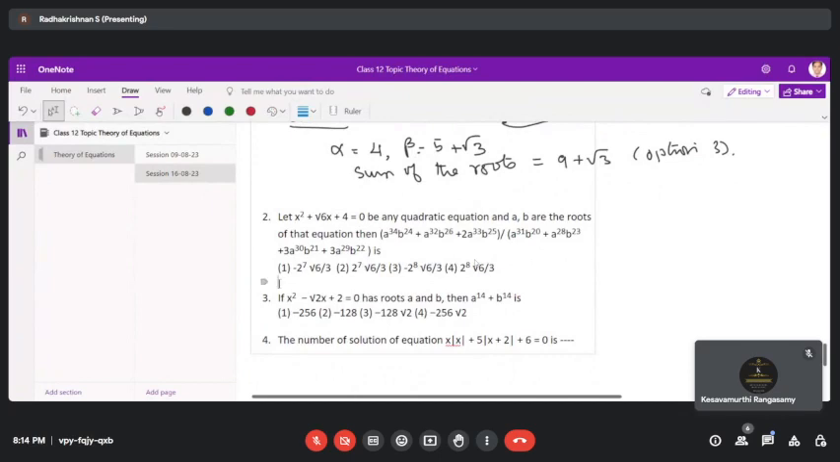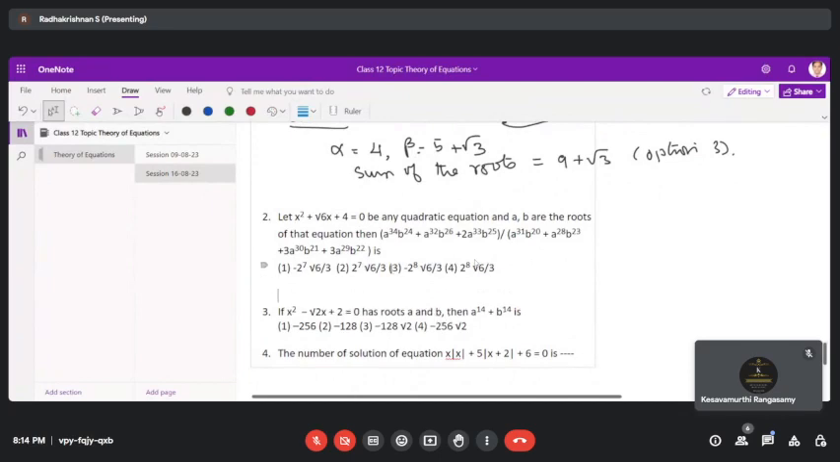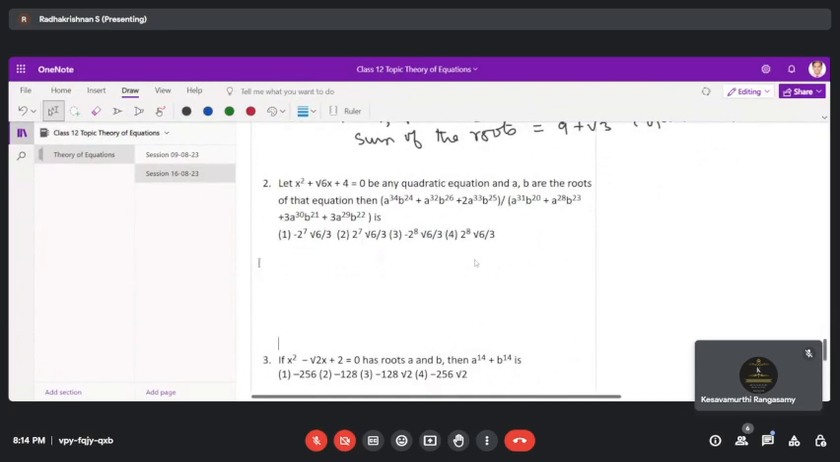Okay, so this problem is also similar to what I said, no? So you have the roots a plus b and ab, and you're given a quadratic equation. So you're asked to evaluate a big expression like a to the power of 34 plus b to the power of 24 and so on. Okay, so just think about it.